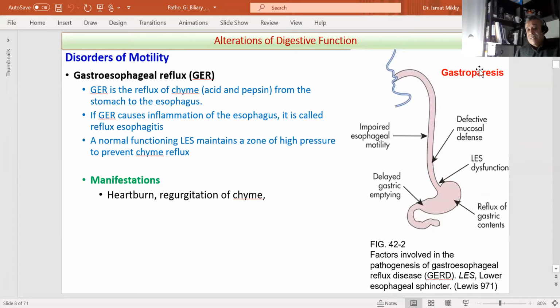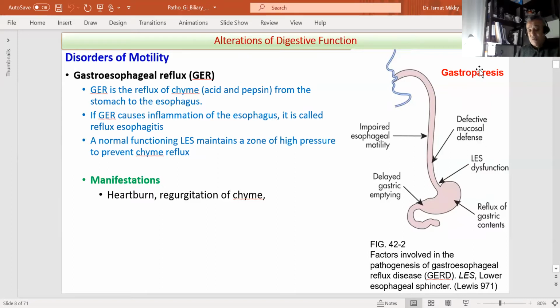Next is GERD, or gastroesophageal reflux disease. GERD is the reflux of the acid and the pepsin, which is called chyme, from the stomach to the esophagus. So GERD develops when the lower esophageal sphincter or the cardiac sphincter zone pressure falls below normal. So conditions that would increase abdominal pressure will contribute to GERD.